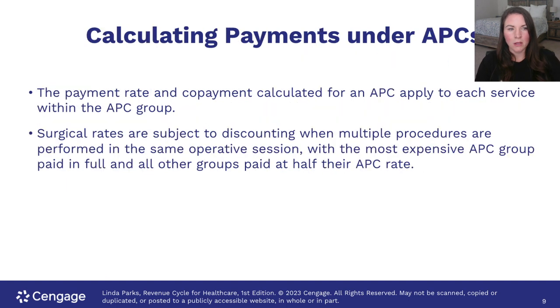Okay. The payment rate and the co-payment that are calculated for an APC apply to each service in the APC group. So if multiple procedures are done in the same operative session at the same time, the most expensive APC group is paid in full, and all the other groups are paid at half their APC rate.